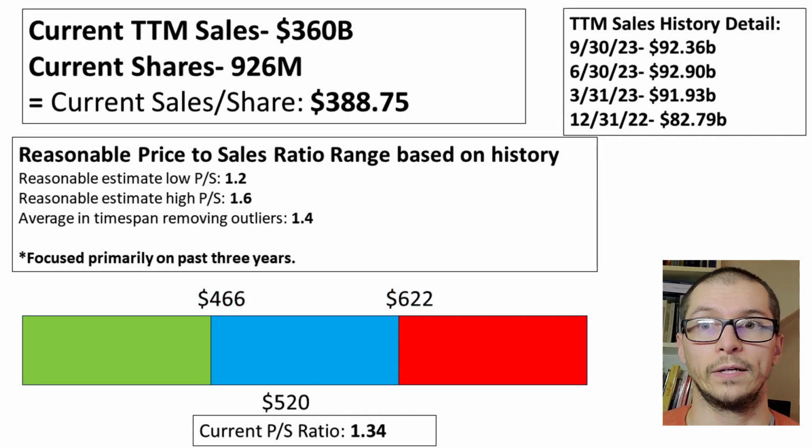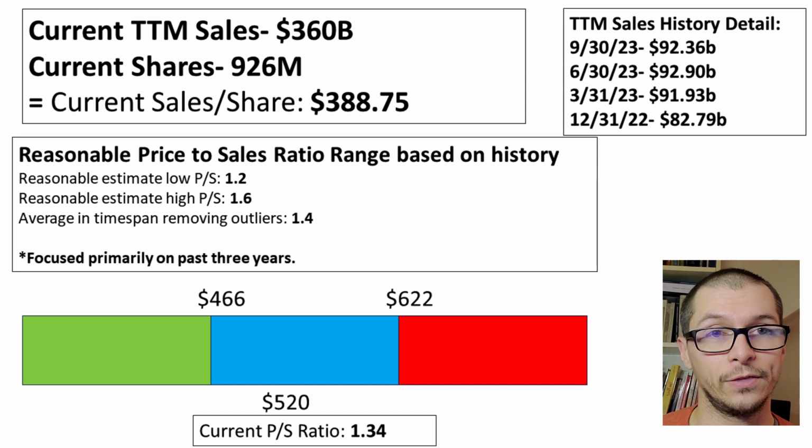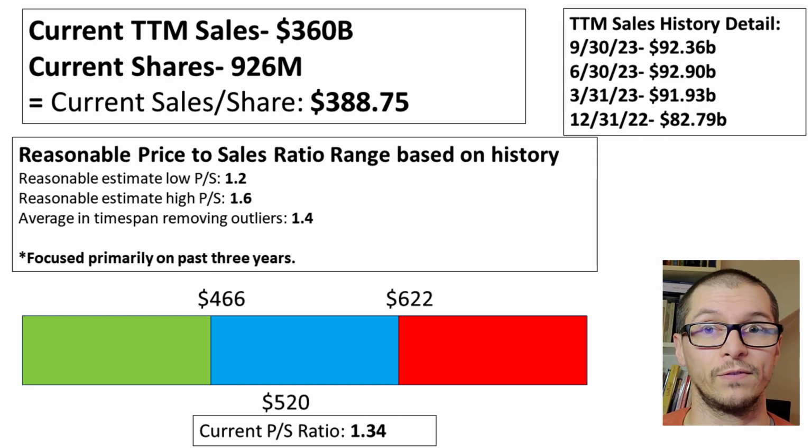Moving to the company's current price to sales ratio, we have a similar setup to the previous slide, with its current trailing 12-month sales at the top, totaling about $360 billion, and the quarterly sales on the top right. We then pulled the company's current shares outstanding, which is 926 million shares as of its last earnings report. We divide those two figures to arrive at a sales to shares figure of $388.75. We'll come back to this figure shortly.